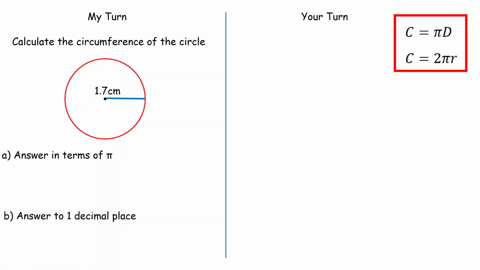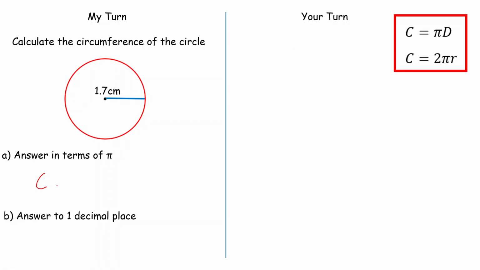Okay, so just another my turn, your turn, very similar, but this time you can see you're given the radius, not the diameter. So I'm going to be using the bottom formula this time. You could use the top one and just double the radius, but I'm just showing you that you can use both formulas. So part A, again, give your answer in terms of pi.